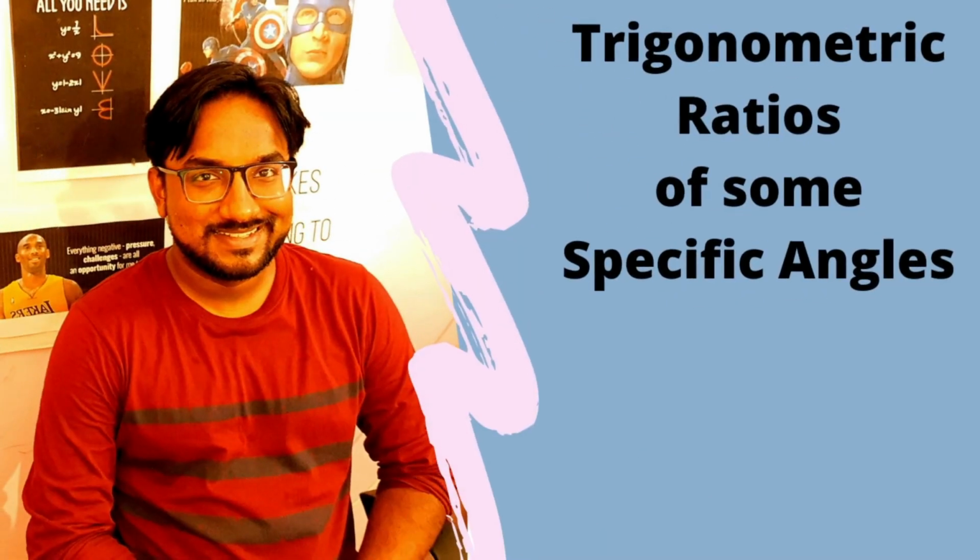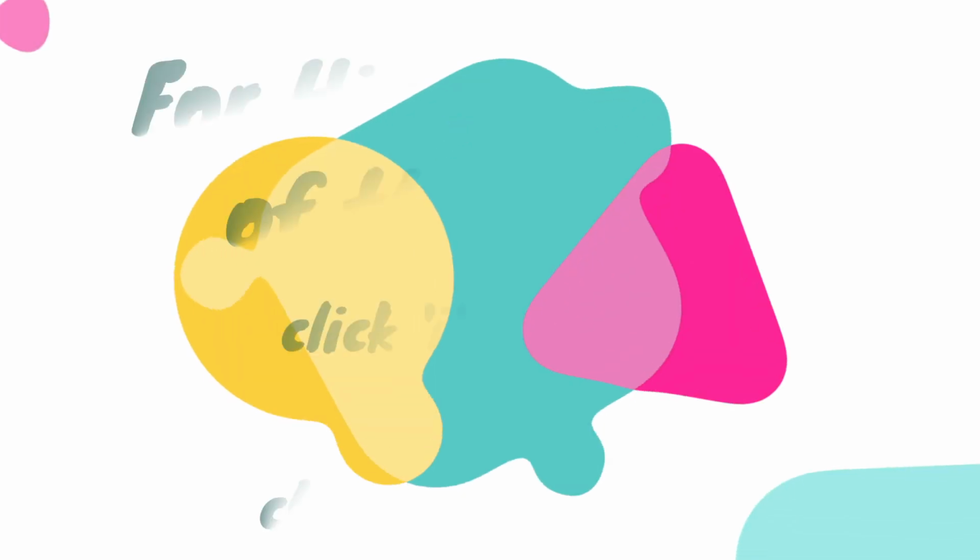So welcome back to a new video guys, and today we'll be talking about trigonometric ratios at some specific angles. By specific angles I mean that we'll be taking the angles 0, 30, 45, 60 and 90. Only these angles we'll be taking, and we'll be finding all the values of all the 6 trigonometric ratios: sine, cos, tan, cosecant, cot and secant at these angles.